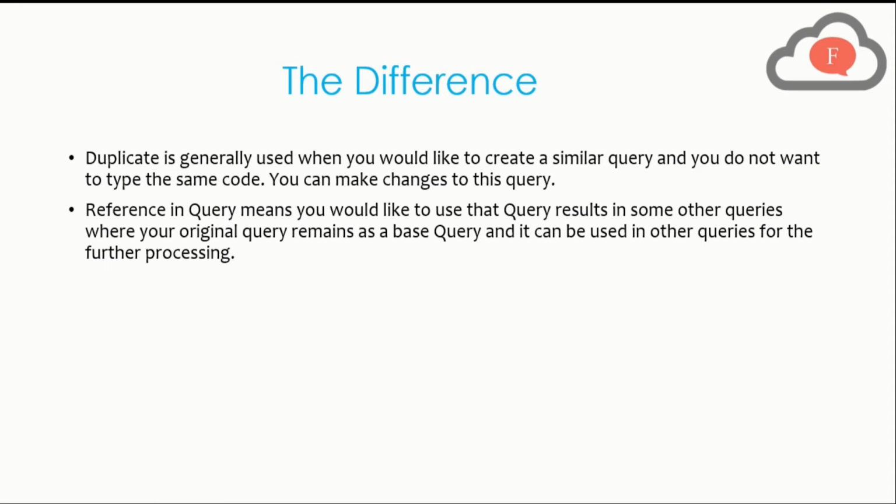While referencing a query means you would like to use that query's result in some other queries, where your original query remains as a base query, and it can be used in other queries for further processing. That means if you duplicate it, it has no link with the source file, while if you refer to it, it has a connection with the source file that can be used if you do some further processing. So this is how you could differentiate between a duplicate query and a reference query. Now let us go to Power Query and I'll tell you where this function exists.